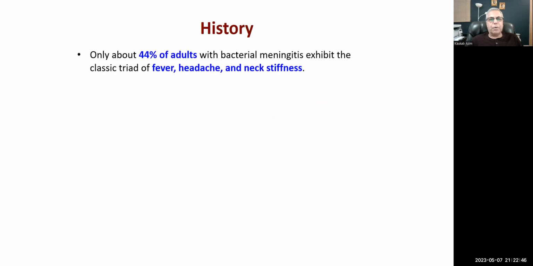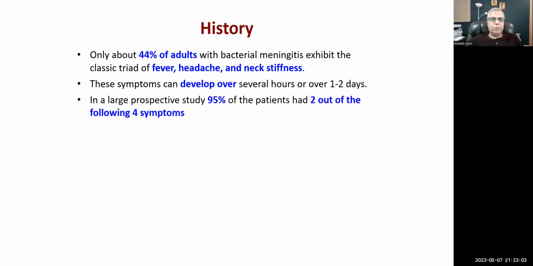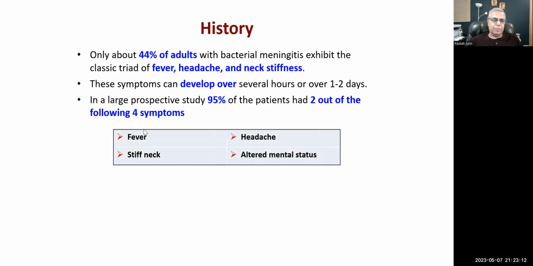So history is very important. As in any other disease, 44% of adults with bacterial meningitis exhibit the classic triad: fever, headache, and neck stiffness. These symptoms can develop over several hours or over 1 to 2 days. In a large prospective study, 95% of patients had 2 out of the following 4 symptoms: fever, stiff neck, headache, and altered mental status. So these are the most important symptoms.